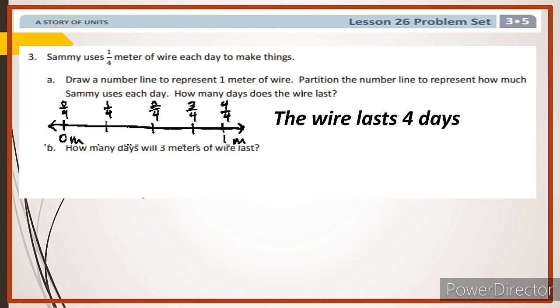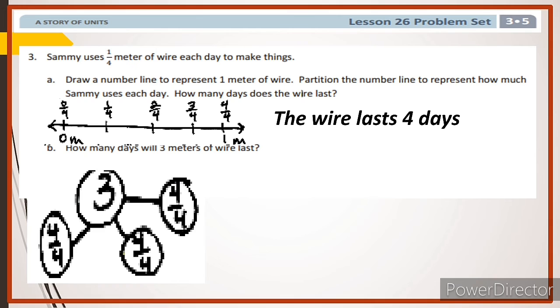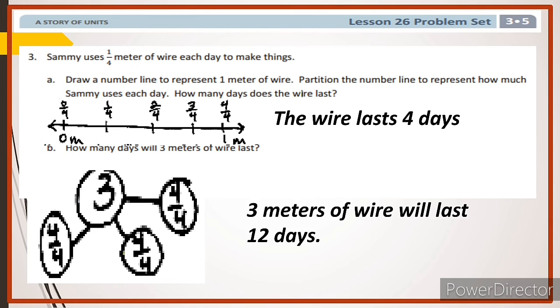That's 4 days. Now, how many days will 3 meters of wire last? 3 meters. That is 4/4 in 3 places. 3 meters of wire will last for 12 days. If 1 meter will last for 4 days, 3 meters will last for 12 days.